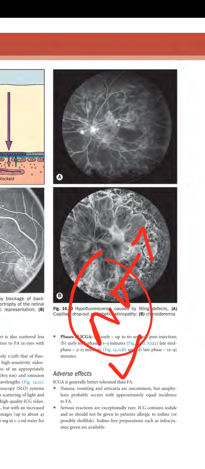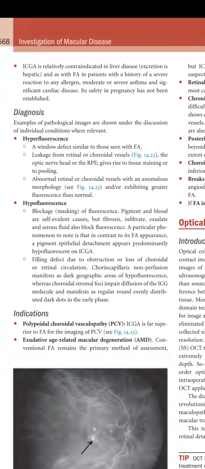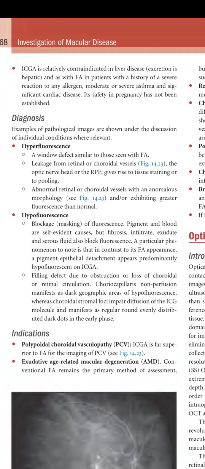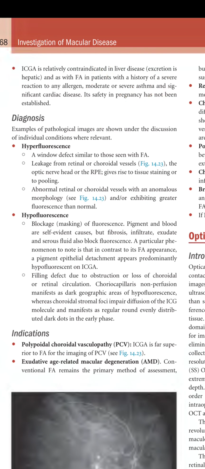Indocyanine green contains iodide, so should not be given to a patient allergic to iodine or probably shellfish. Iodine-free preparations such as infracyanine green are available. So in a case of iodine allergy, indocyanine green is contraindicated. ICG is relatively contraindicated in liver disease. Excretion is hepatic, and as with FA, in patients with a history of severe reaction to any allergen, moderate or severe asthma, and significant cardiac disease, it is safe. Its safety in pregnancy has not yet been established. So indocyanine green is also excreted in the liver, so those with liver disease should be cautious about being given indocyanine green angiography.